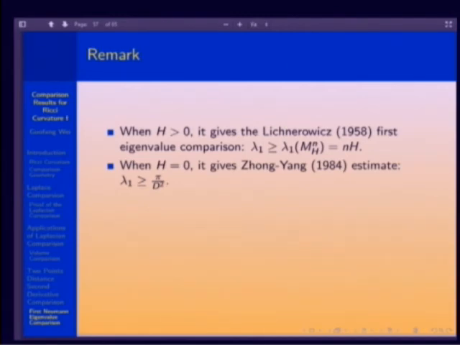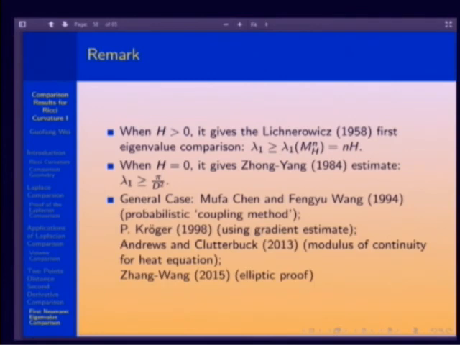So in the general case, for all H, I think the first time is this, maybe it's not very well known because two Chinese people, they used probability, and it's in a Chinese journal. So it's in 94. And Kroeger, he did it using gradient estimate with the general case. But again, the proof is very, very long in this case. Okay. So Ben Andrews and Clutterbuck, they used this modulus of continuity for the heat equation to do it in this case.